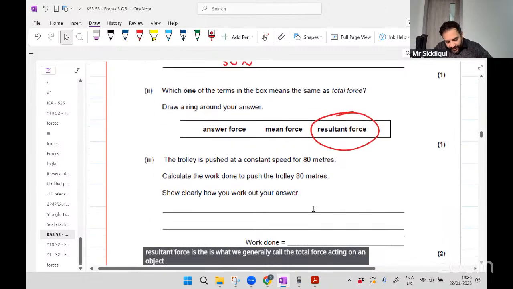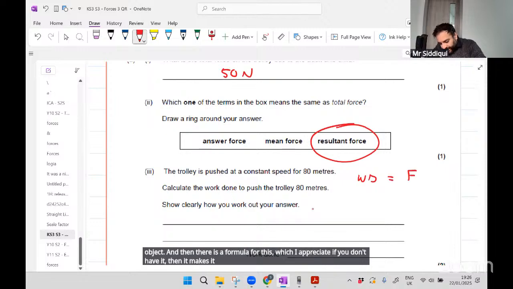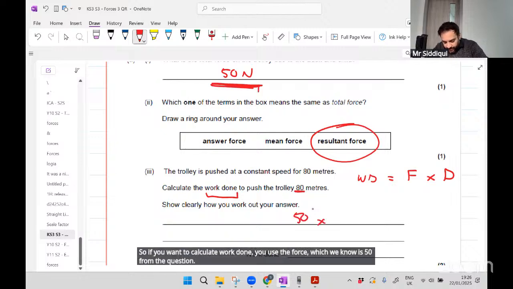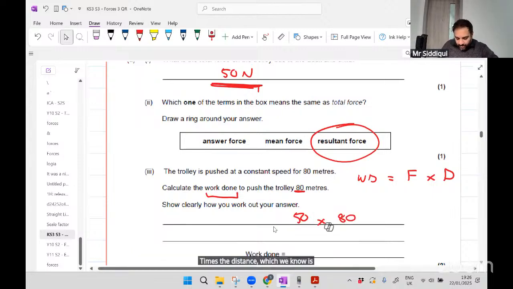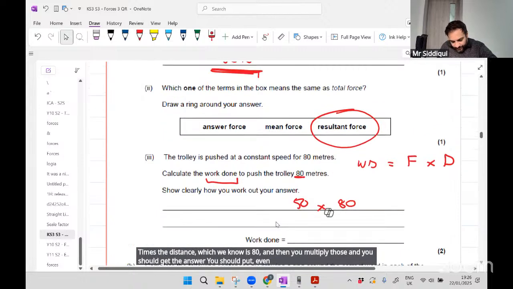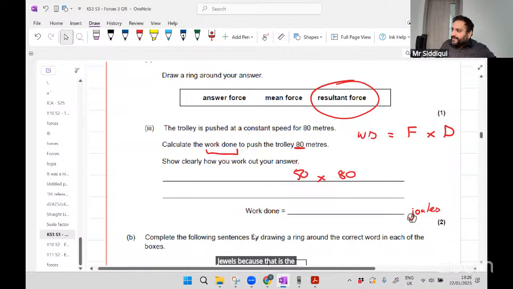And then there is a formula for this, which I appreciate, if you don't have it, then it makes it a little bit harder. But work done is force times distance. So if you want to calculate work done, you use the force, which we know is 50 from the question, times the distance, which you know is 80, and then you multiply those, and you should get the answer. You should put joules, even though I don't think you need to, because that is the unit for work done. It is the same as energy transferred.